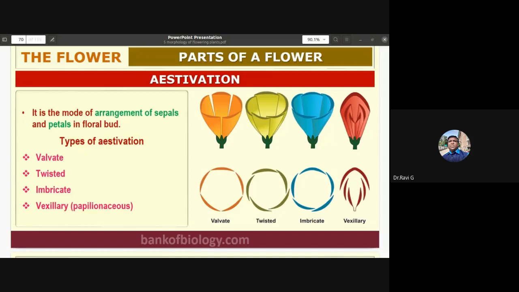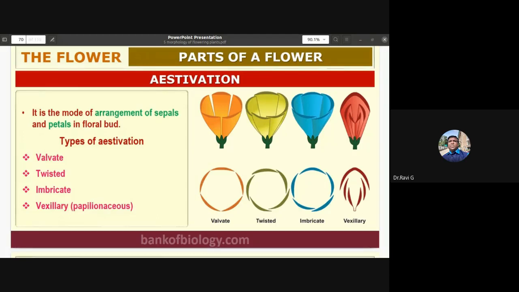Now in imbricate estivation, you can see this type either in sepals or petals. What you notice in the diagram above is that one petal is completely inside, and at this end, one petal is completely outside. That is, one petal is completely overlapped, another petal is completely overlapping. In the remaining three petals, a part is overlapping and the other part is overlapped.